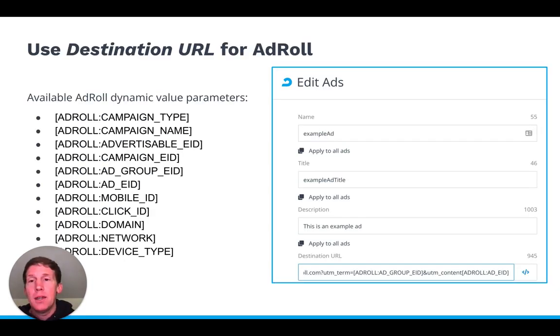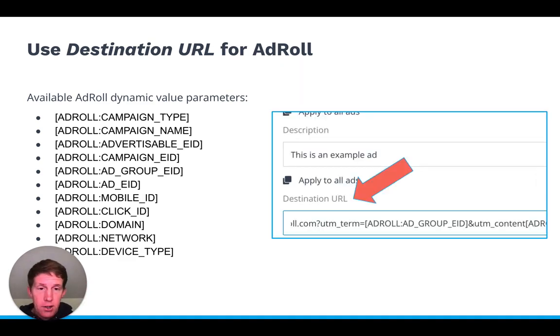So for AdRoll, the dynamic value parameters go into the value part of the name value pair. So like UTM underscore term equals, and then one of these parameters that you see here. You can see a list of some that are available from AdRoll, like campaign name and the device type like tablet, phone, computer, and then the EIDs are essentially just the IDs of each of those assets. This is a closer look at the destination URL. You put it in after the question mark in the same field as your URL, or it's part of the URL.